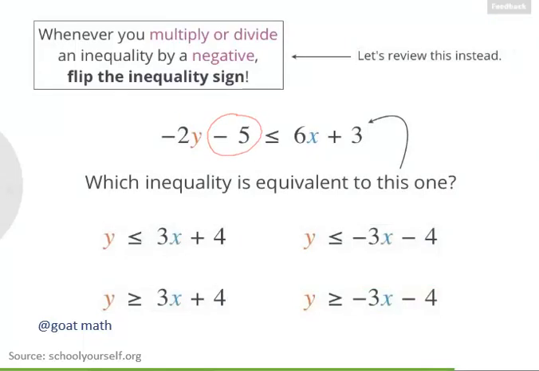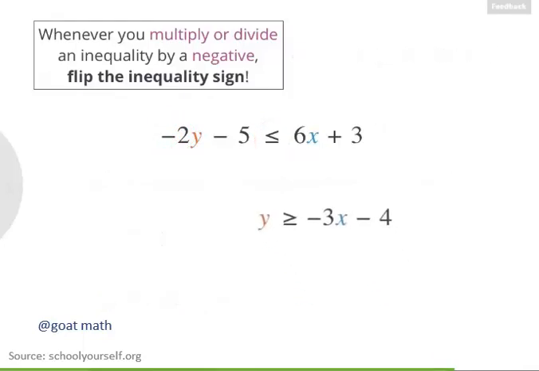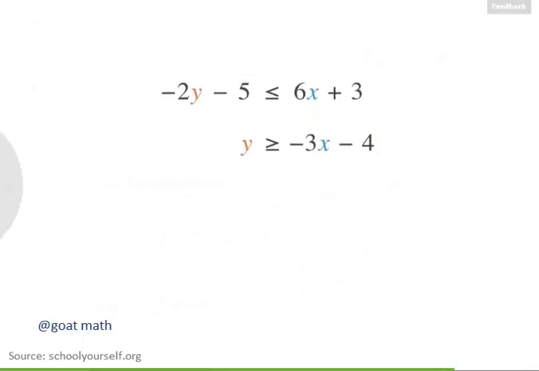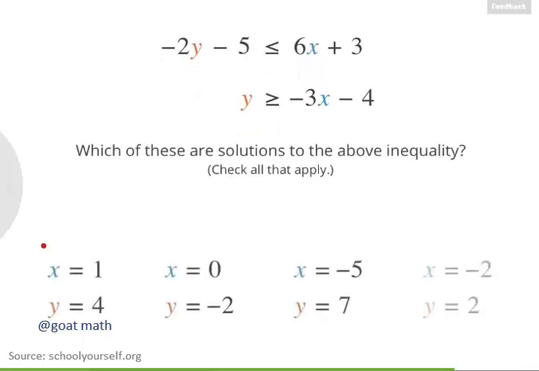Great, so you added 5 and then divided by negative 2. And when you divided by this negative, you remembered to flip the sign. So y is greater than or equal to negative 3x minus 4. So as your final challenge, can you identify which of these are solutions? Which values of x and y solve the inequalities up here?